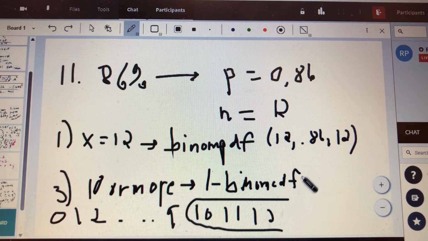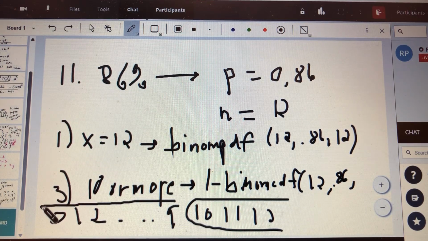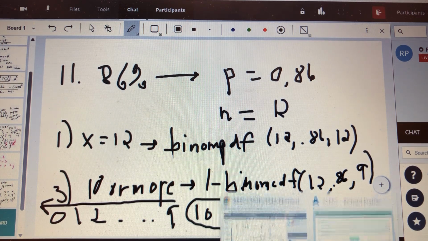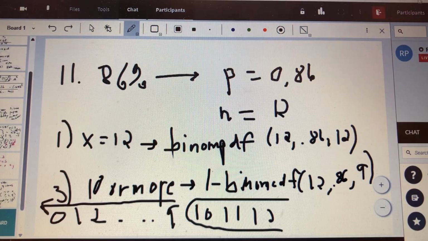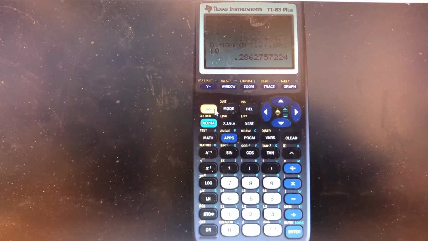And of course, the 12 and the 0.86 aren't going to change. But notice this time when it says 10 or more, I have to do 9 or less in order to get the exact opposite. 9 or less, not 10. You don't always put the number in the question at the end. So this is 1 minus binom CDF, 12, 0.86, and 9.